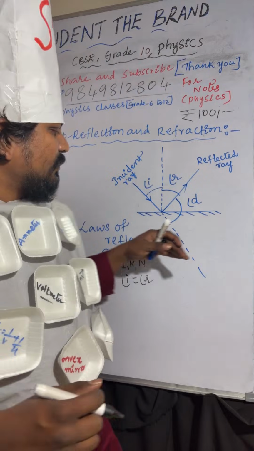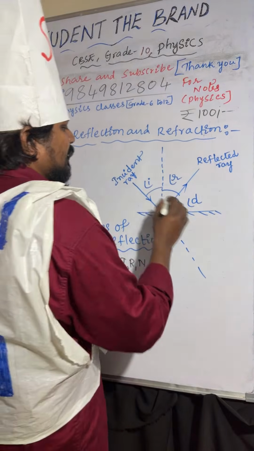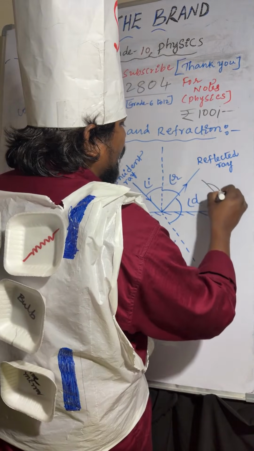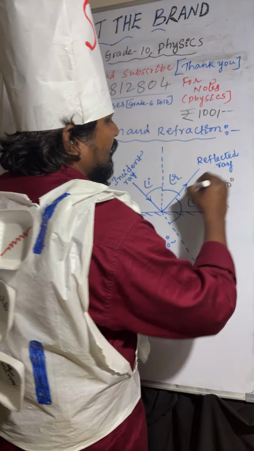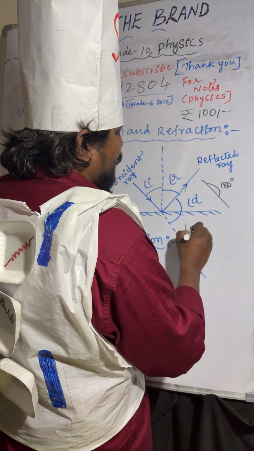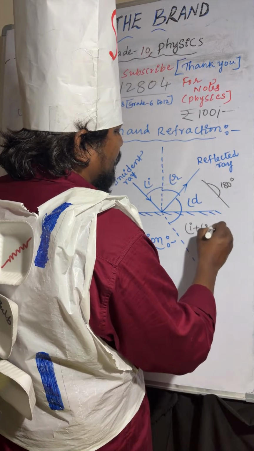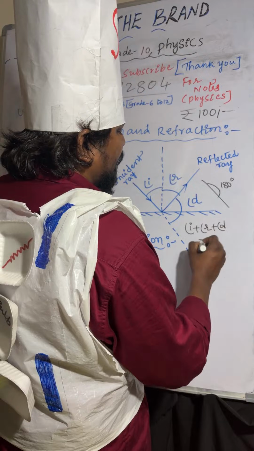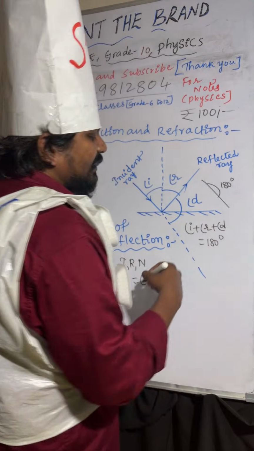From this we can observe that this is a linear angle. A linear angle is 180 degrees. So the angle of incidence plus the angle of reflection plus the angle of deviation equals 180 degrees.